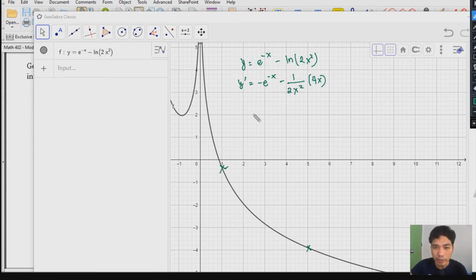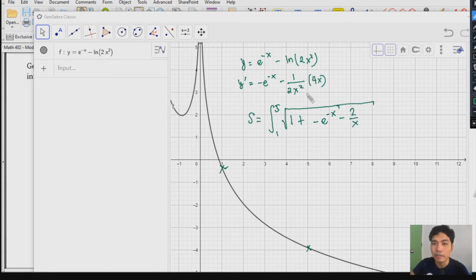So the arc length is the integral from a to b. What's our a? That's 1 and then 5. We only need the x values because we're integrating with respect to x. If it were y, then it would be the y values. So we have the square root of 1 plus the derivative squared: minus e raised to negative x minus 1 over 2x, which gives us 2 over x in this case.